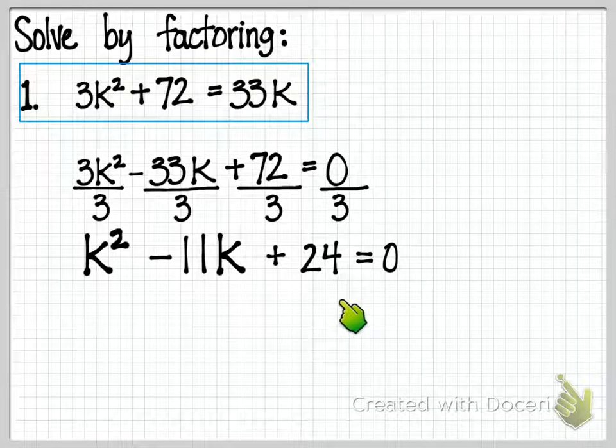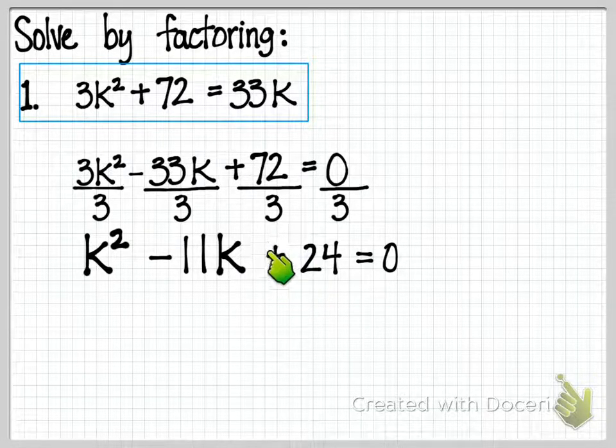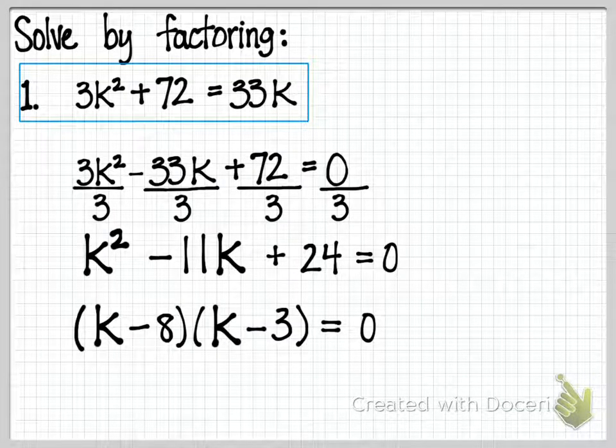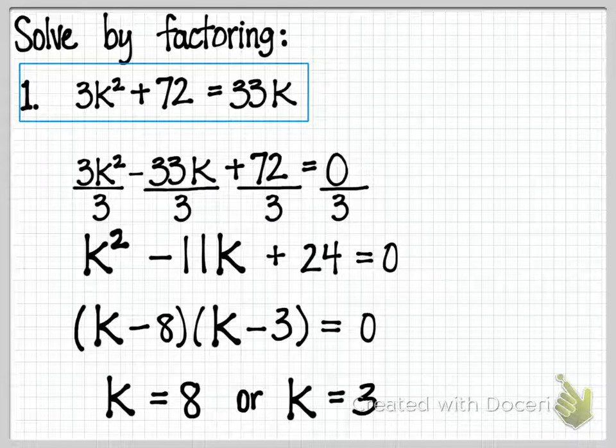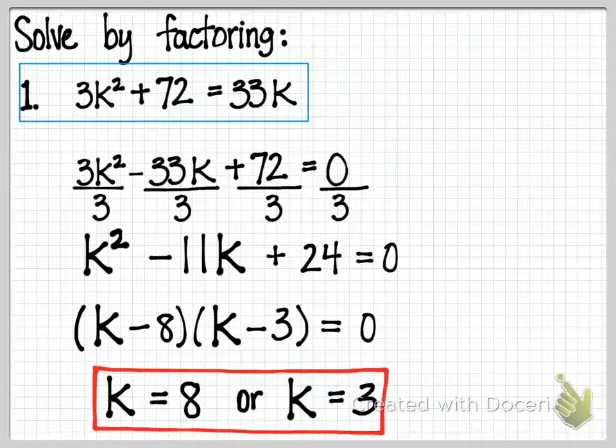So I'm asking now, what would you multiply to get 24 but add to get negative 11? And the answer would be negative 8 and negative 3. So I've got k minus 8 times k minus 3. The solutions being k would equal 8 or k would equal 3.